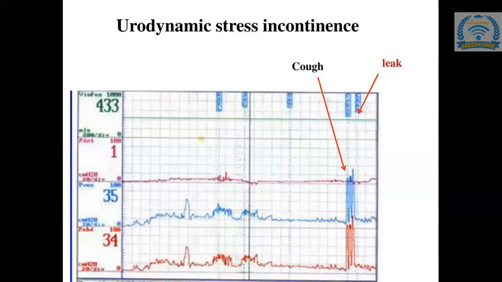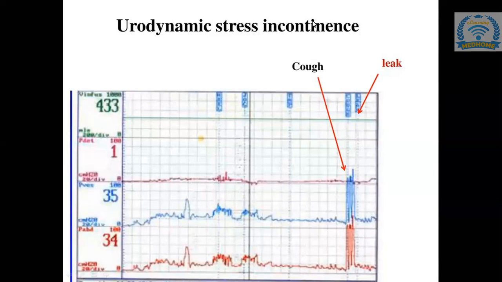Now we've understood very clearly that whenever there's a cough, we can see a rise in the abdominal pressure, that is the red line, and also a rise in the vesical pressure. Along with that, there's a leak. The graph mentions that there's a leak along with the cough. That means it is urodynamic stress incontinence.